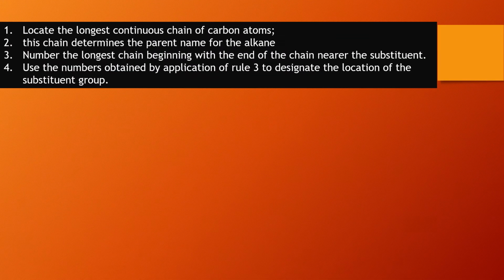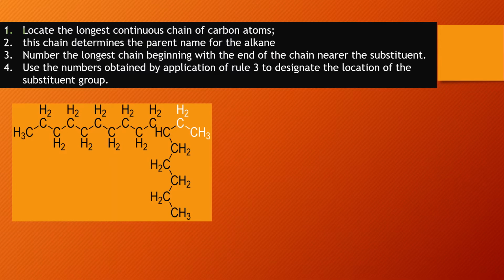Let's start learning the rules of IUPAC naming. In the first point, it is mentioned that we should locate the longest continuous chain of carbon atoms. So we have to locate the continuous longest chain. If I count it like this: 1, 2, 3, 4, 5, 6, 7, 8, 9, 10, 11, 12, 13. So there are 13 carbons.